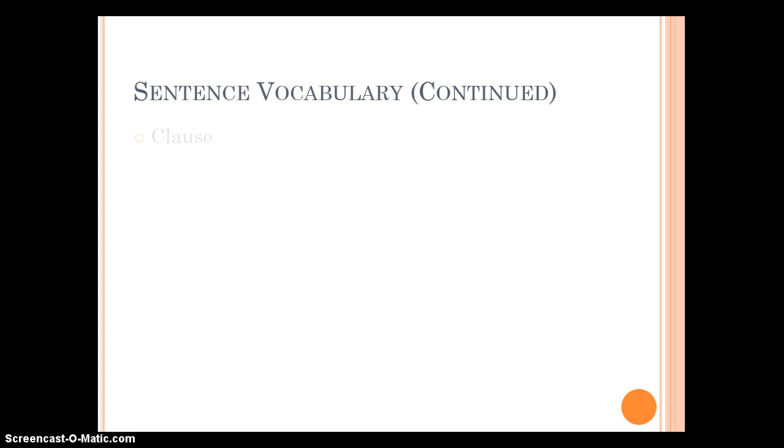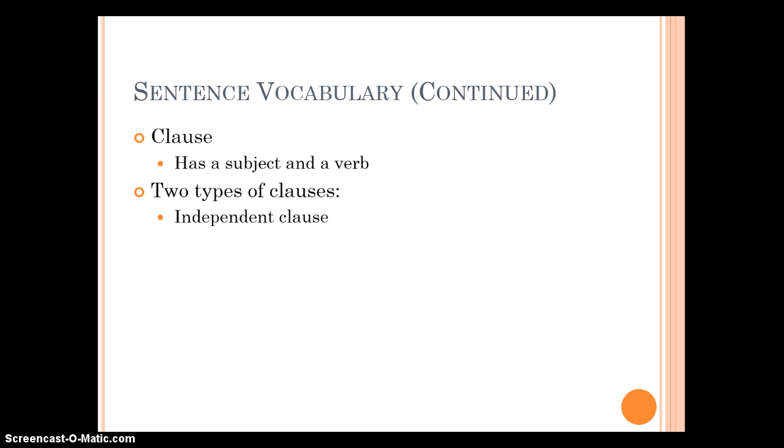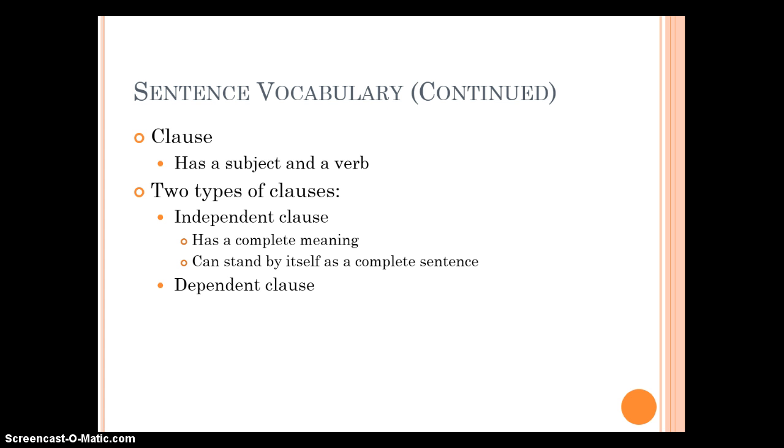Let's do a little more sentence vocabulary. A clause is any phrase that has a subject and a verb, but not necessarily a complete sentence. There are two types of clauses. One is an independent clause. This is a clause with a subject and a verb and a complete meaning. So this type of clause can stand by itself as a complete sentence.